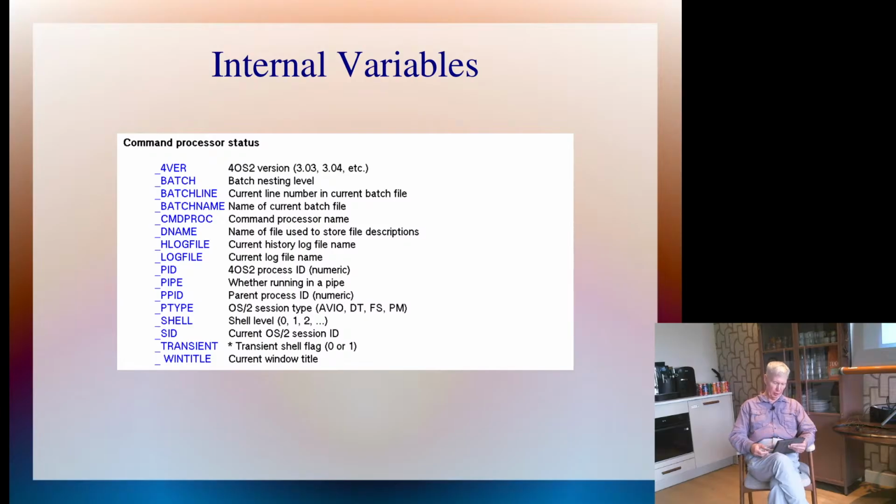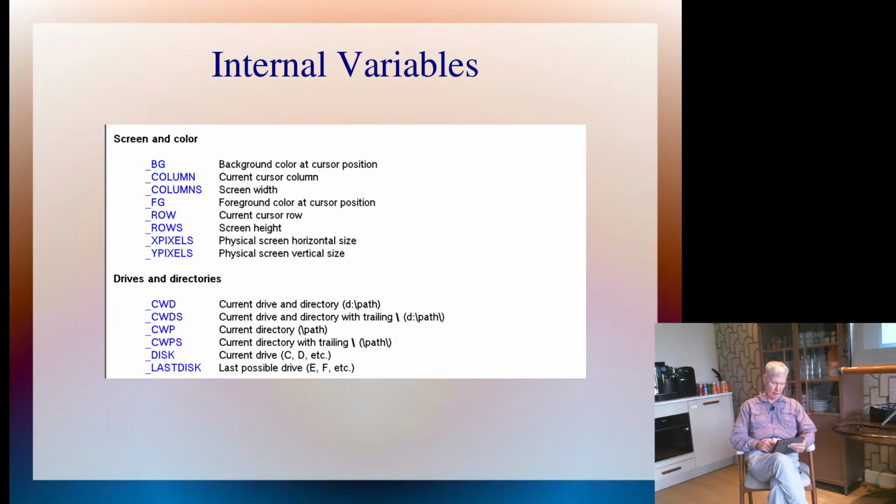Next slide. And again, another group of these, you can get a program's process ID, lots of different things. Next slide. Wait a minute, Greg. Yeah. Is there a command to list all the variables available? You need to look in the help file. I do not believe there's a command to list them.